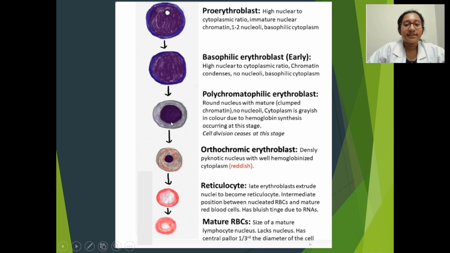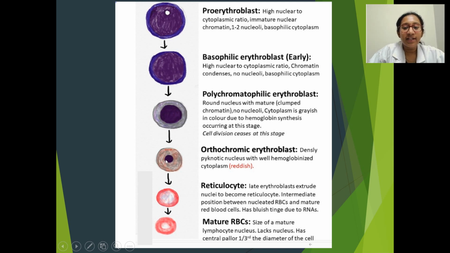And from this stage, cell division will cease or stop. Then this gets differentiated into the orthochromic erythroblast. Here the cell size reduces further and it has a pyknotic or very small dense nucleus, and the cytoplasm is well hemoglobinized. So it is more reddish in color compared to the previous stages. And the next stage is the reticulocyte, where there is absence of the nucleus. These are the late erythroblasts or the orthochromatic erythroblasts.